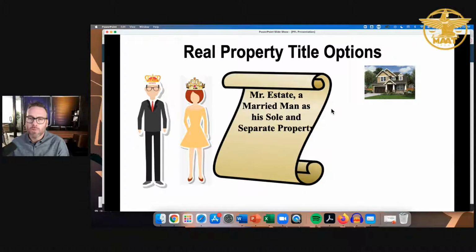Not going to get into community property today. That's a good subject for another day. We can talk more about community and separate property. But today I want to go over the title options.